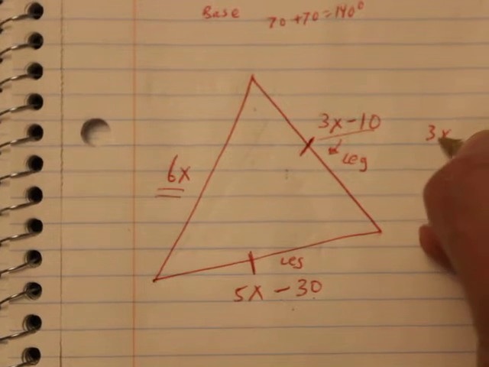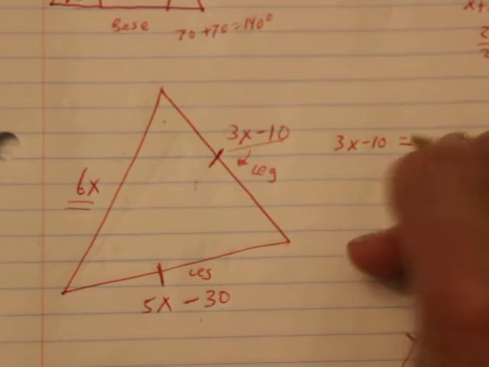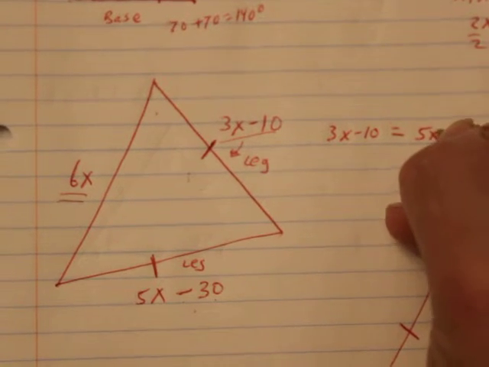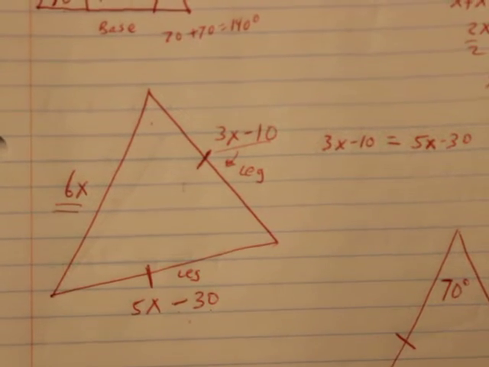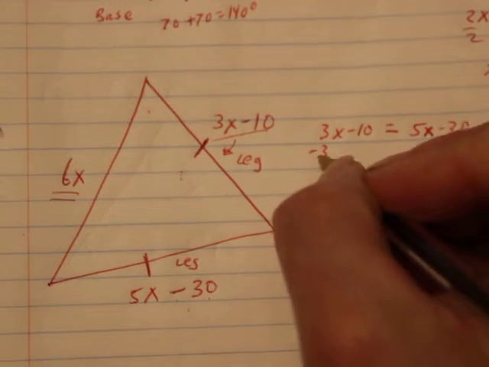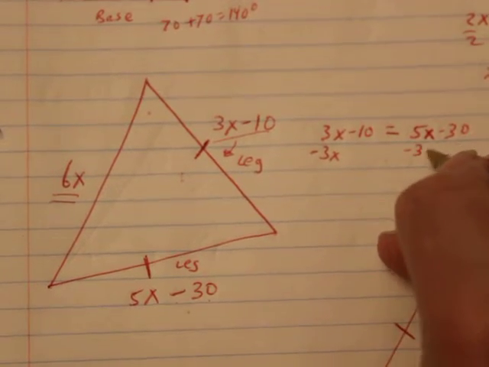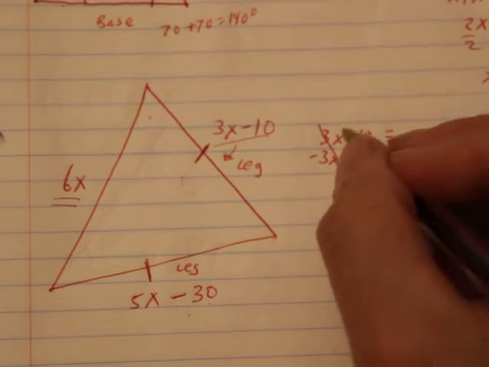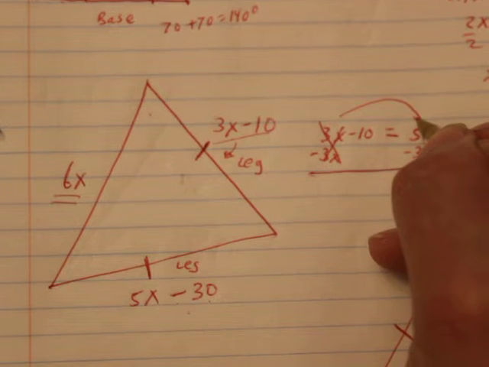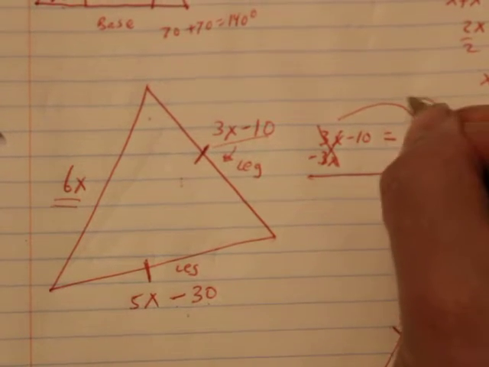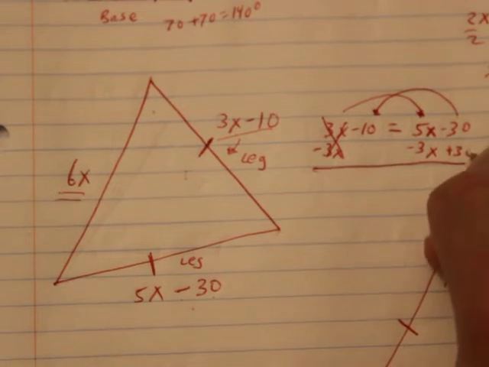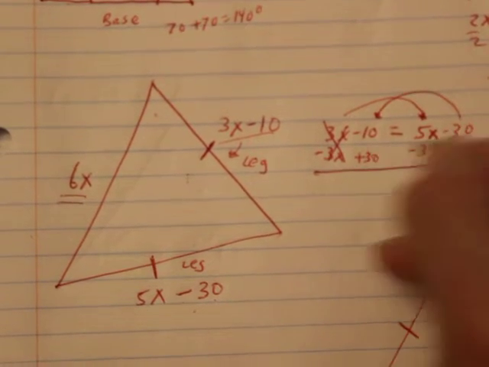So 3x minus 10 has to be equal to 5x minus 30. That's the equation I have to set up to solve for x. Now, how do I do that? I start with the smaller variable. We've done this type of problem before. Do the opposite of that on both sides. And then I like to use the seesaw method. I brought the variable this way, so I'm going to bring the number over that way. So I'm going to do the opposite of minus 30, which is plus 30.